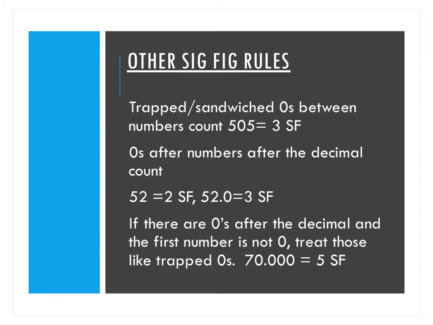Zeros after the decimal count. You wouldn't write them if you didn't need them. So 52 would be 2, but 52.0 would have 3. If there are zeros after the decimal and the first number's not 0, also treat those as trapped zeros. So again, all these zeros at the end were actually measured, otherwise they wouldn't write them. So that other zero is on there, it's exactly 70. All of those would count. 70.000 would have 5.